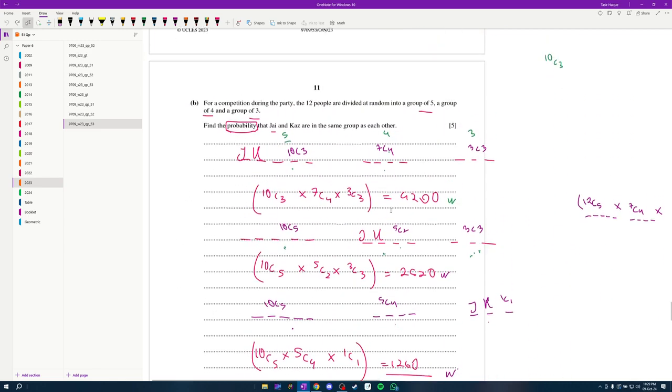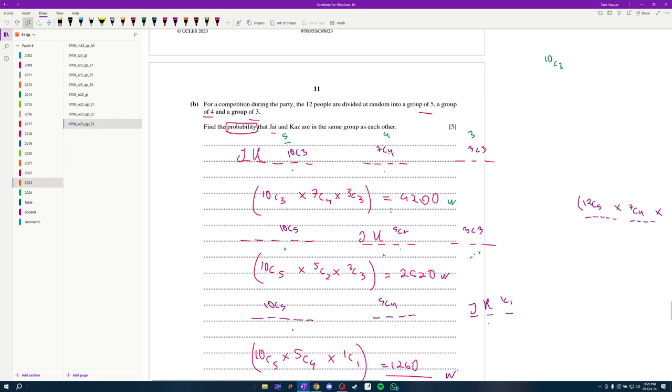Next. For a competition during the party, the 12 people are divided at random into a group of 5, a group of 4, and a group of 3. Find the probability that Jay and Kaz are in the same group as each other. Okay. So this is like the word crocodile question, like June 2022 paper 52, but with people instead. So we have 3 groups, a group of 5, 4, and 3. So we are going to consider Jay and Kaz in the group of 5 people, then in the group of 4 people, then in the group of 3 people, and so on, okay?